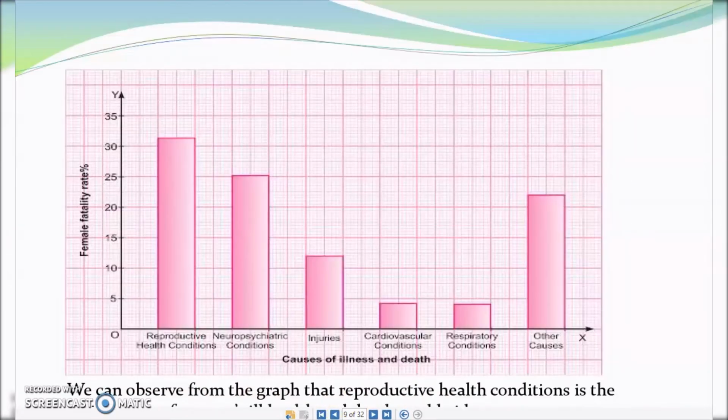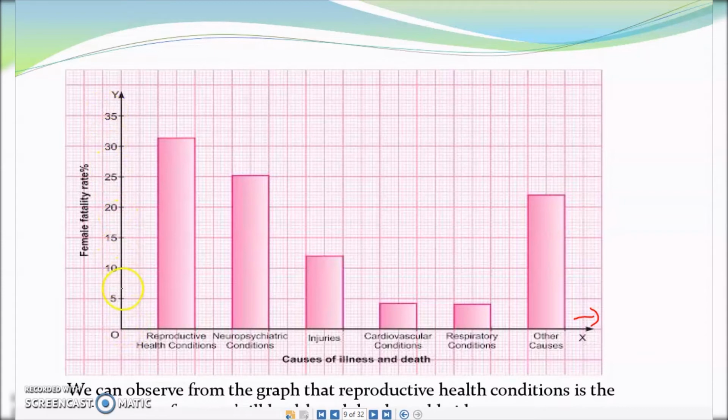This is the graph for that. So on the horizontal axis, the x-axis, over here, all the causes have been taken. There are 6 different causes. So all those causes have been taken on the x-axis, and the female fatality rate percentage, that is the frequency that is recorded or observed, is taken on the y-axis.